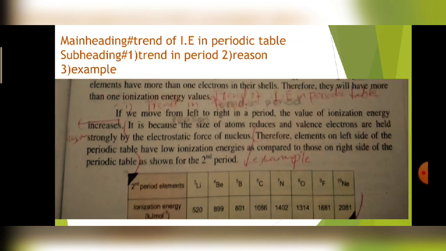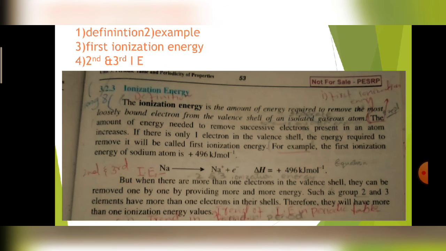So in today's lecture we studied the definition of ionization energy. The summary of today's lecture is that first we learned the definition, which is the amount of energy required to remove the most loosely bound electron from an isolated gaseous atom, a single atom in its gaseous form. Second, we discussed the first, second, and third ionization energy, which increases as we remove the 1st, 2nd, and 3rd electron.